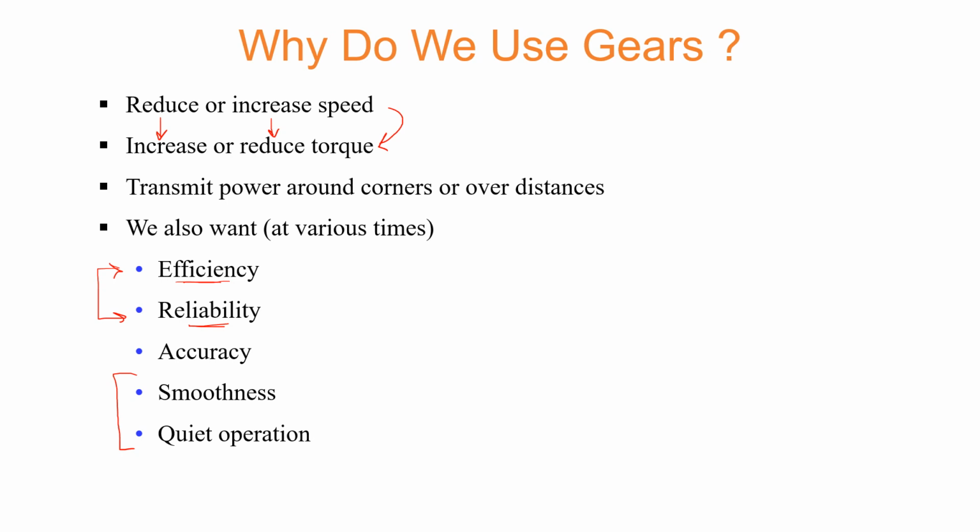So in a nutshell, I can say that primarily we are going to have speed and torque to be correlated, and that's why we're going to use gears or gear trains, but also because of transmission around corners and over distances, these are going to be possible choices, and also because of the other considerations of transmission in terms of efficiency, reliability, accuracy, smoothness, and vibrations as well. These aspects are going to be also making us think that probably the gear trains are going to be suitable options for such mechanisms.